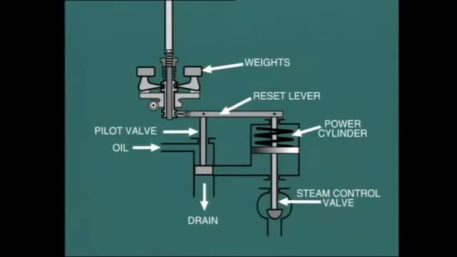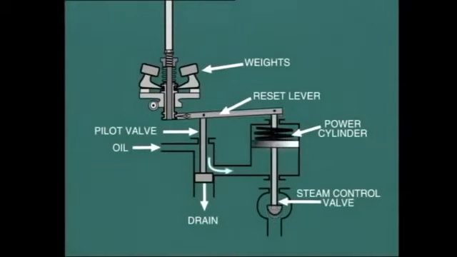For example, a decrease in speed causes the centrifugal weights to move inwards and lower the pilot valve. This, in turn, allows more high-pressure oil to enter the power cylinder and raise the piston against the compression spring. This movement of the power piston opens the steam control valve and allows more steam to enter the turbine, which causes its speed to increase. Also note, as the power piston rises, the reset lever lifts the pilot valve back into the neutral position again.